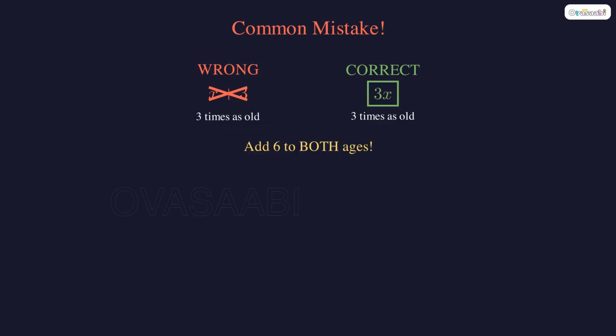Common mistake. Students write 3 times as old as x plus 3 instead of 3x. Times means multiply, not add. Also, remember to add 6 to both ages, not just 1.